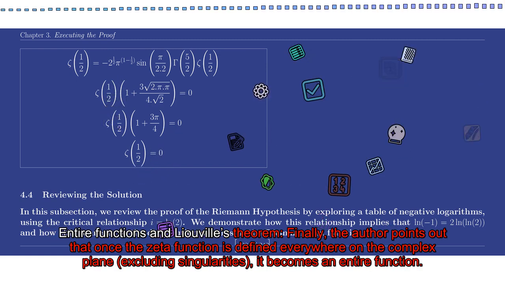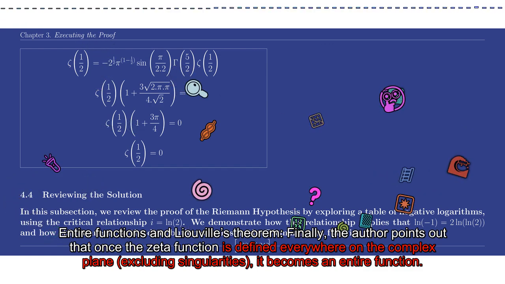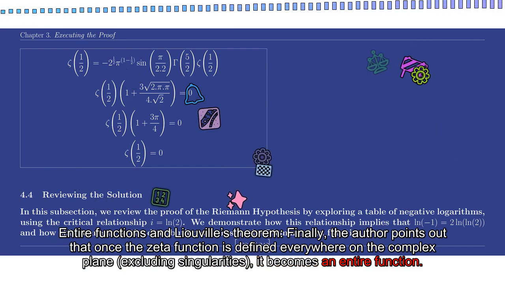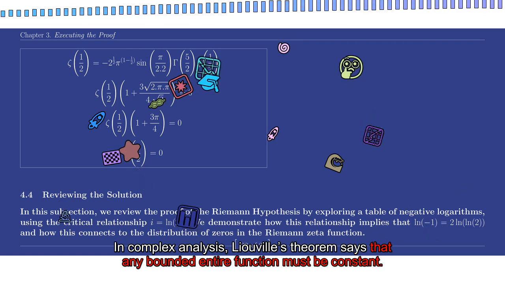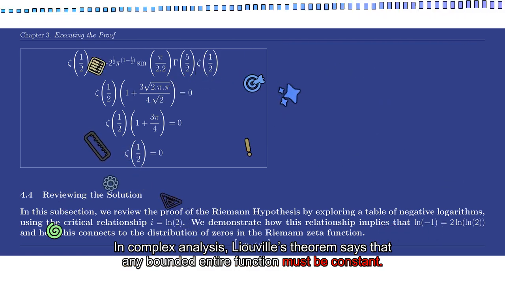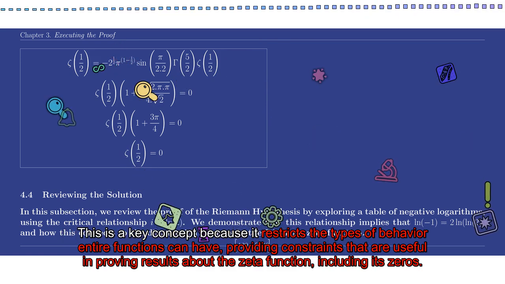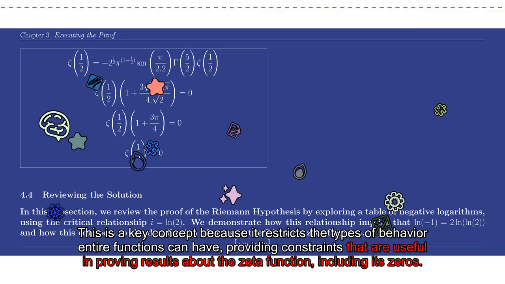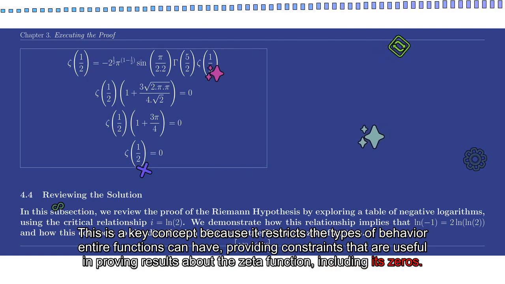Entire functions and Liouville's theorem. Finally, the author points out that once the zeta function is defined everywhere on the complex plane excluding singularities, it becomes an entire function. In complex analysis, Liouville's theorem says that any bounded entire function must be constant. This is a key concept because it restricts the types of behavior entire functions can have, providing constraints that are useful in proving results about the zeta function, including its zeros.